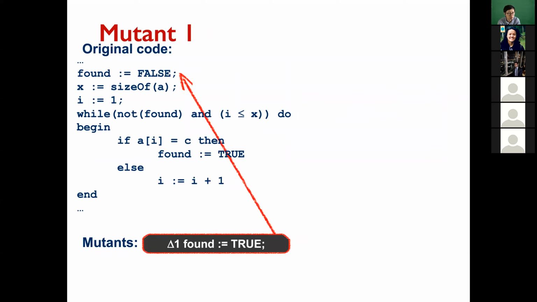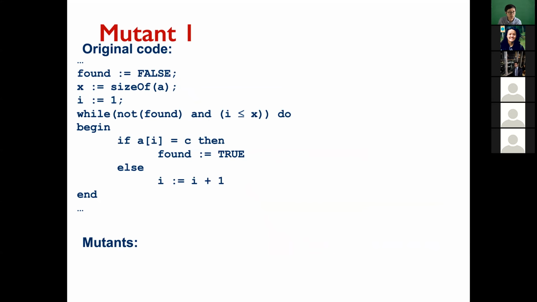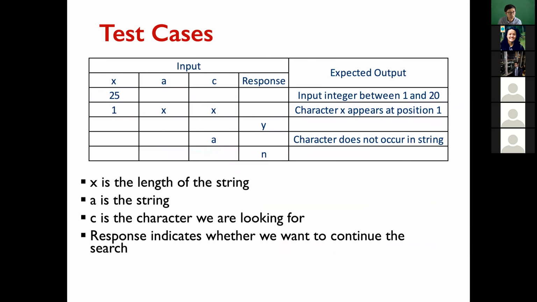In mutation testing, we just do one change here. Found equals false, we change to found equals true. Then found will be equal to true, and we'll never enter the loop, and the result is true. We found something. So what happens? We run the original test case data, the same thing. We run it.